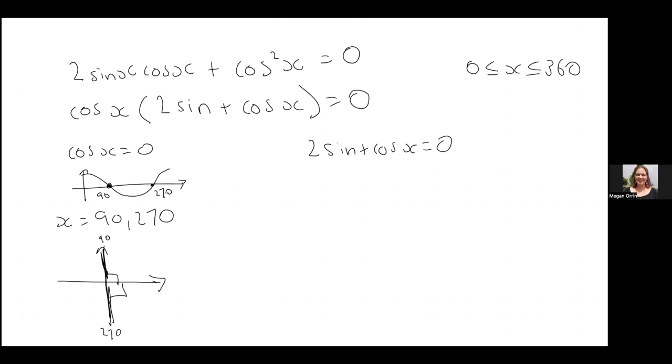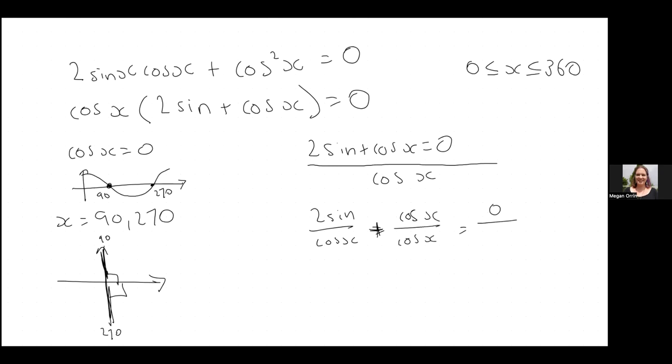I'm basically just going to divide everything by cosine x. Right? So if I just divide the whole thing by cosine x, I get 2 sine over cosine x. Then I get, oh, sorry, that should be a plus sign. Then I get cosine x over cosine x, and then 0 over cosine x, right? So I'm balancing my equation. So sine over cosine is what?